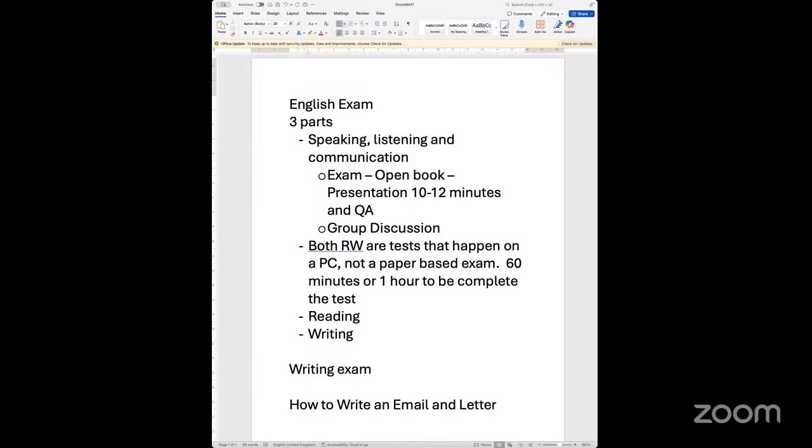Now, the reading and writing tests are 1 hour each. You don't need to do both of them together on the same day. You can come in and do reading once, and if you're comfortable, maybe do the writing after that, or vice versa, or you can book them on different dates, not a problem.